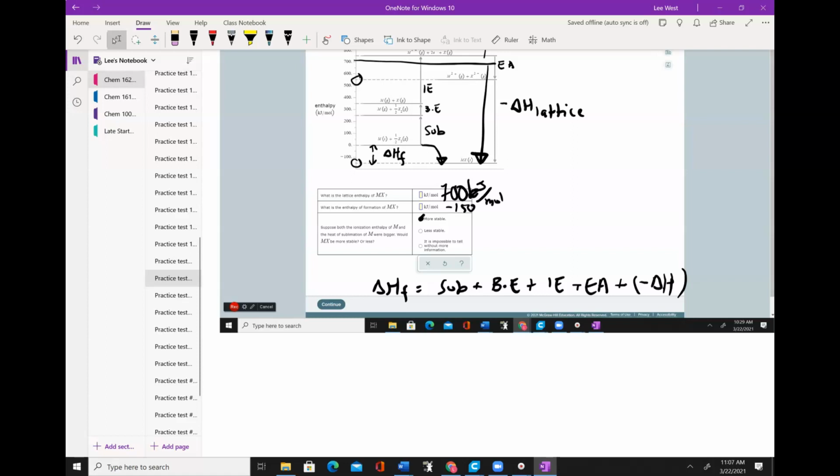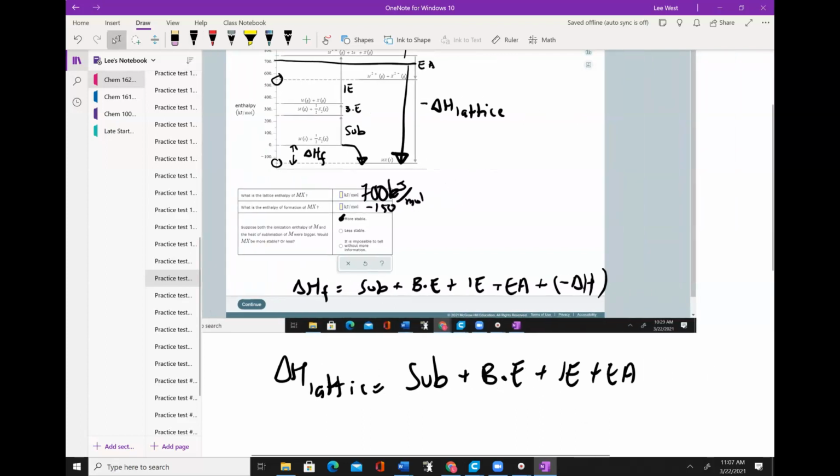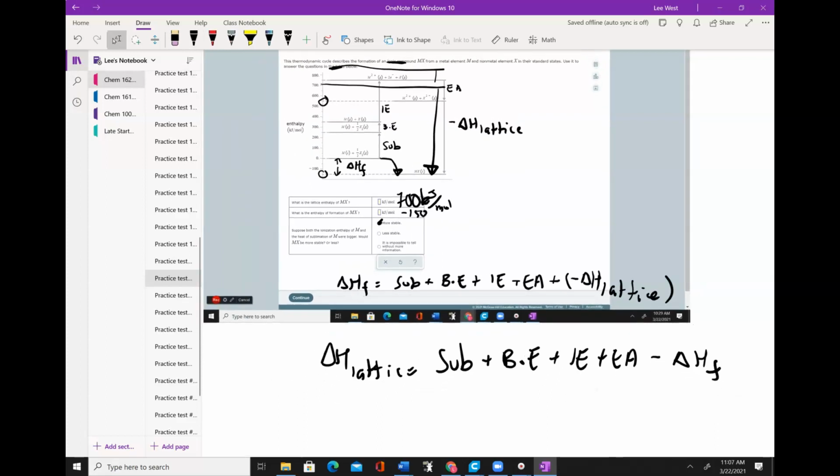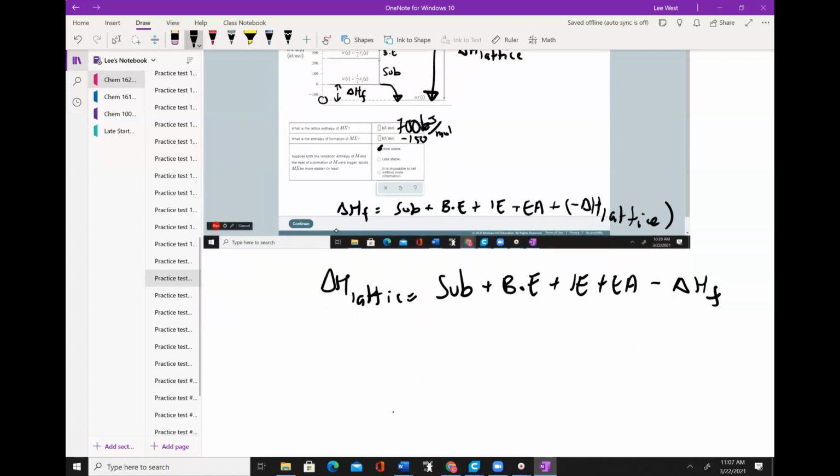So if I bring the lattice enthalpy over, and then I also bring over the enthalpy of formation, there we go. I should label that as lattice. Then I can convince myself of this even more so. What I'm going to do is make the ionization energy and the sublimation energy bigger, and you can see that obviously that is going to make the lattice enthalpy bigger.